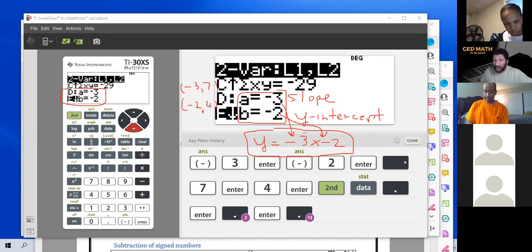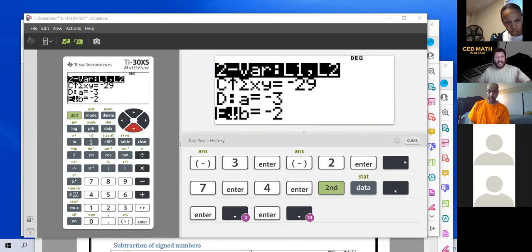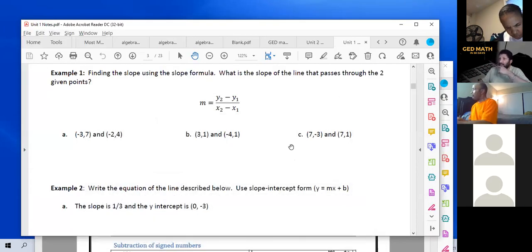Who does not have that calculator? Okay, good. All right, so let me save this and let's try another one. Now, again, we're going to use our calculator to solve these problems, to find the slope, the y-intercept, and the equation of the line. So let me minimize my calculator.